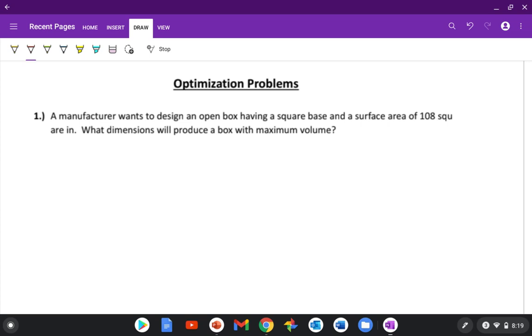Now, the goal in all of these is to either maximize or minimize whatever we're asked to do, whether it's volume or area, or a number of, it could be revenue, it could be anything like that. So the number of possibilities for optimization problems is kind of an endless list. So there's no way we could actually do every single type of problem.